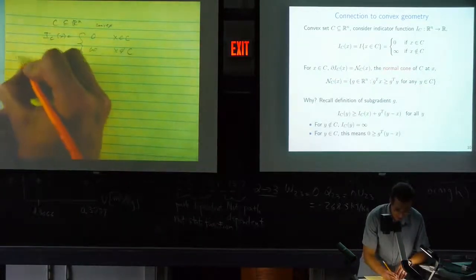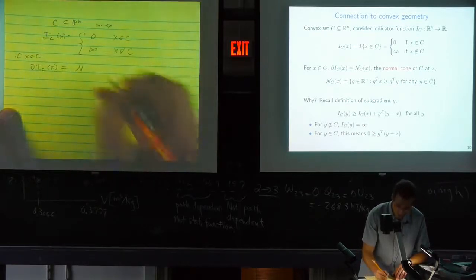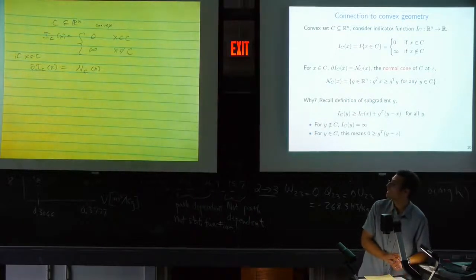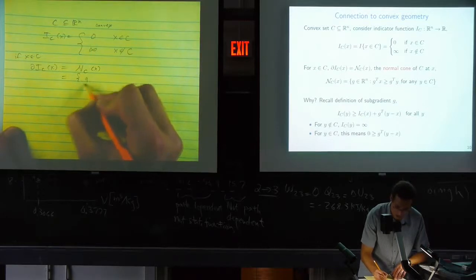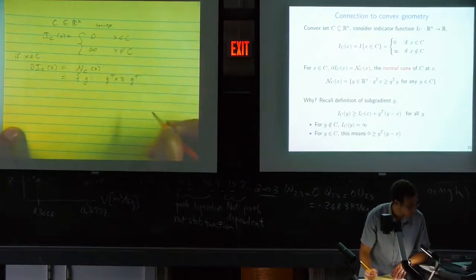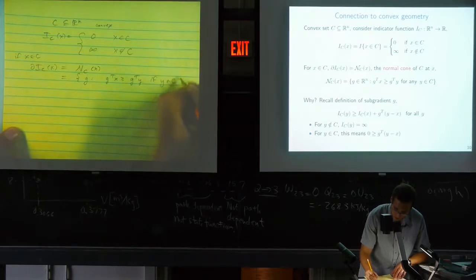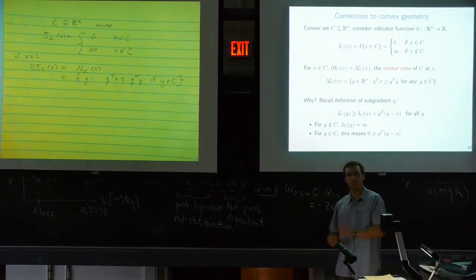I claim that if x is in the set C, then its subgradients are just the set of all points that are called the normal cone to the set C at x, which is the set of all, I'll use g, such that if I look at the linear function in g over all points in the convex set, then it's maximized at x. So basically, g transpose x is as big as you can get if you look at g transpose y over all points in the set. That's called the normal cone to that set at the point x.